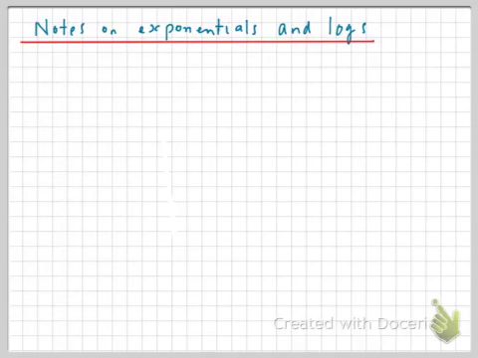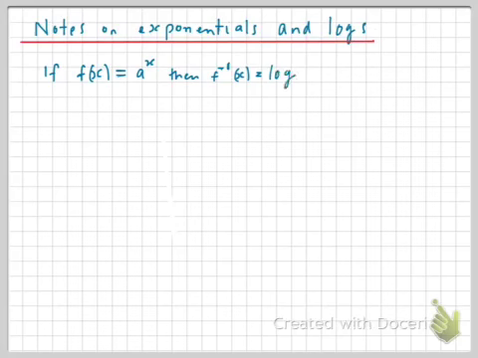Okay, just some general notes on exponentials and logs, and then I'll go on to the last part, which involves looking at some graphs. So firstly, let's just summarize. If I've got a function where I've got a to the power of x, I know that's an exponential function, then the inverse of that function is written as log of x base a.